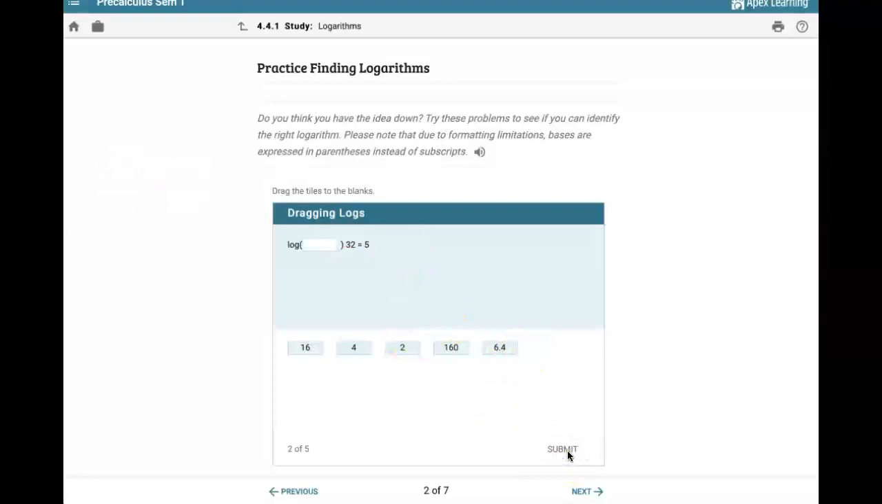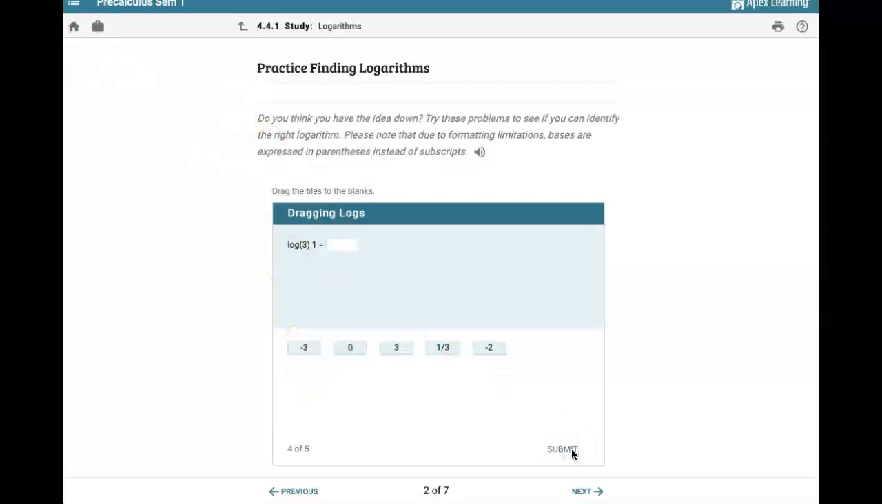Looking at this one, log base blank of 32 equals 5. This question is asking what raised to the fifth power is going to give us 32. The answer for that one is 2. Next, log base 4 of 64. So 4 raised to what power is going to give us 64? That one is 3, because 4 raised to the third power is 64.